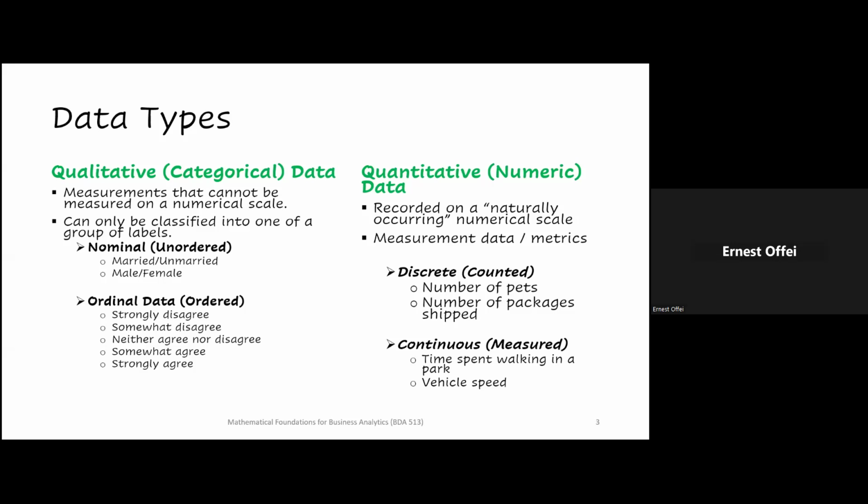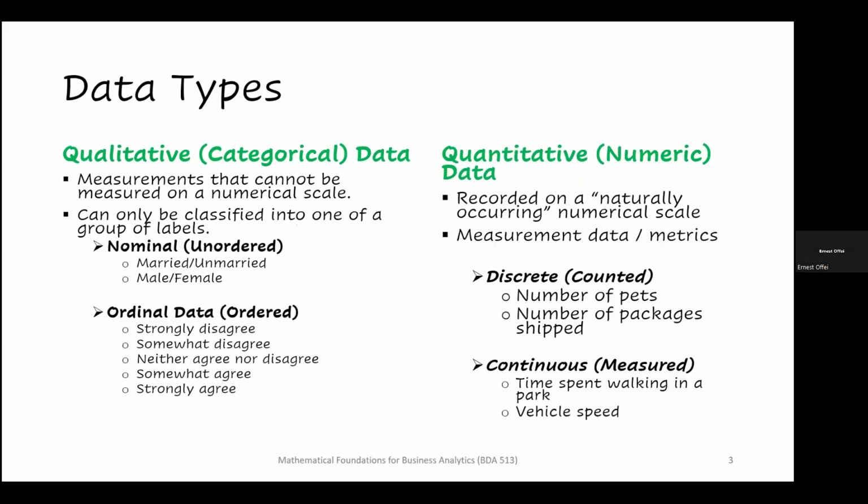Now, quantitative data is also known as numeric data. These will be discrete variables or continuous variables. Discrete are the ones that you can count. Let's say the number of pets, the number of packages shipped, the number of tables, the number of chairs. These are distinct and they can be counted.